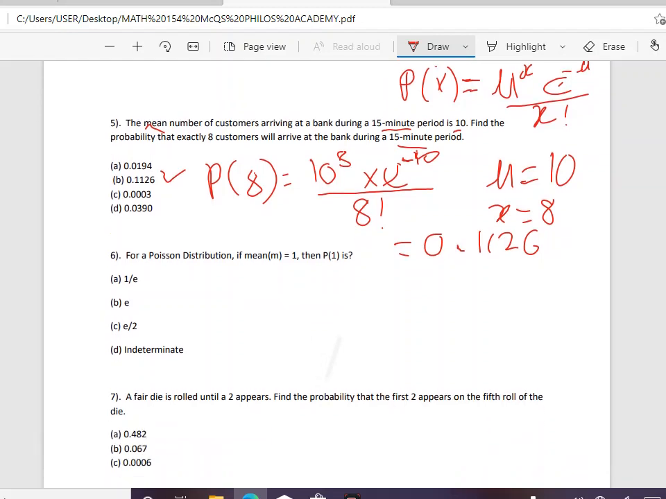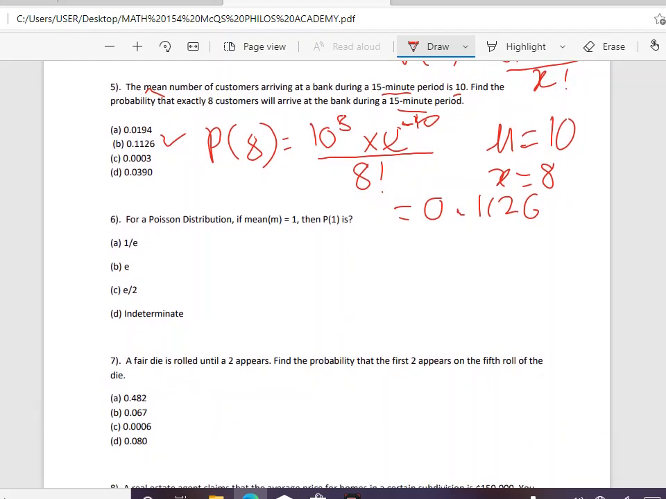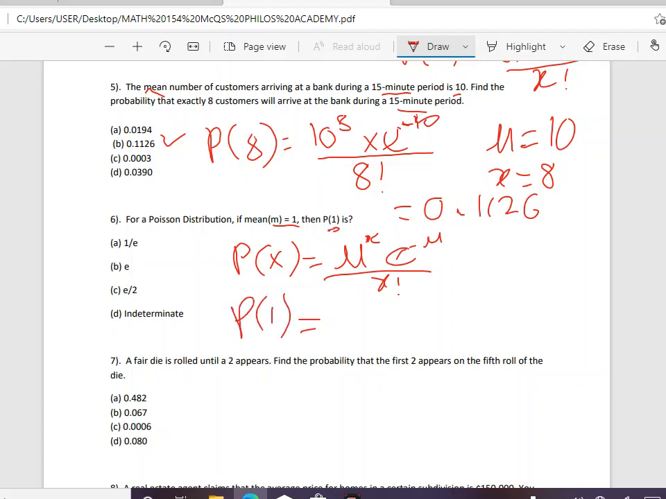Now let's move to question 6. Question 6 says, for a Poisson distribution, if the mean is equal to 1, then the probability of 1 is. So probability of exactly 1. We know that the Poisson formula says mu exponent x times e exponent negative mu divided by x factorial, isn't it? Now here our mean is 1, right? And our x is 1. They said we should find the probability that x is exactly 1.